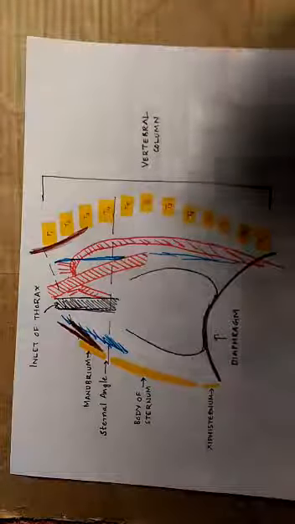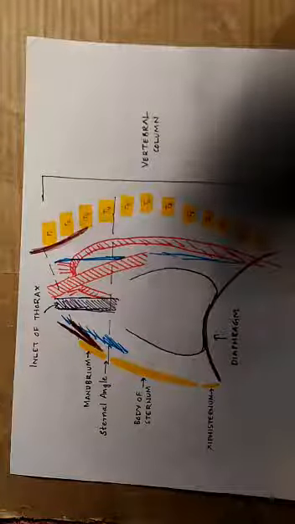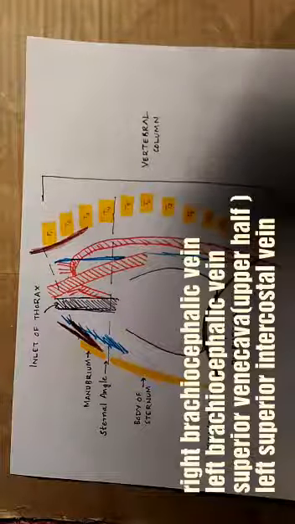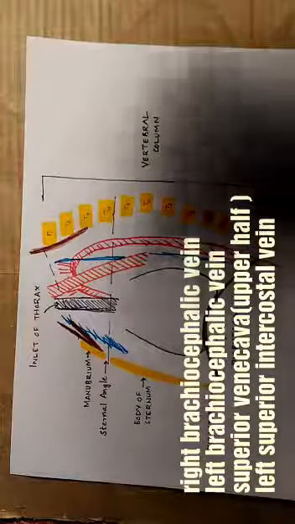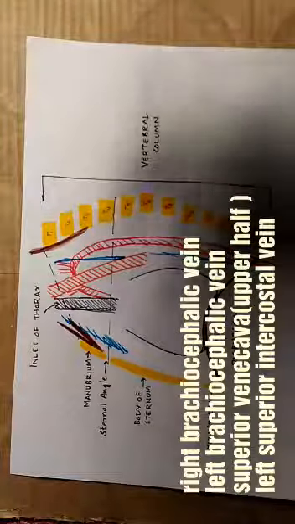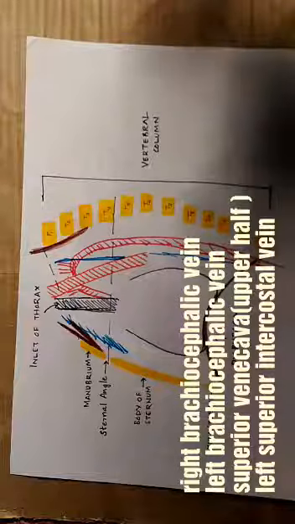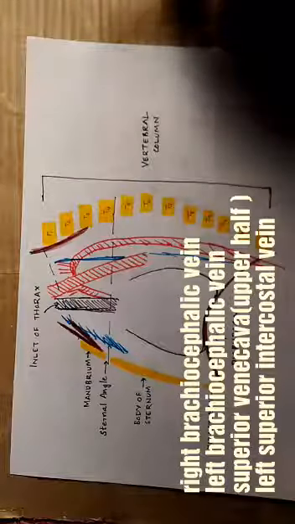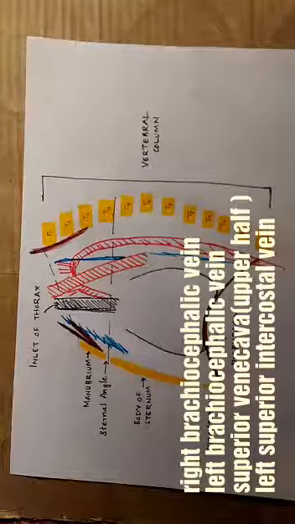The next, the veins. The veins accompanying the arteries are the right and left brachiocephalic vein, then the upper half of the superior vena cava, and the left superior intercostal vein. These are the veins seen in the superior mediastinum.